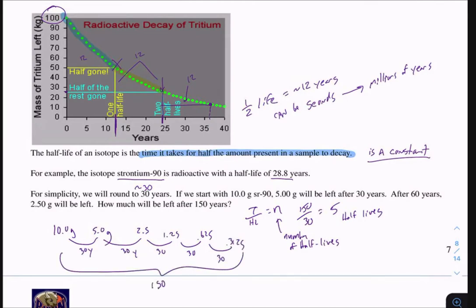So the answer is we're going to have about 0.3125 after 150 years. Now we did round that, so this is not exact. But this is just for the purposes of demonstration, understanding the concept of how many half-lives have passed. Okay.